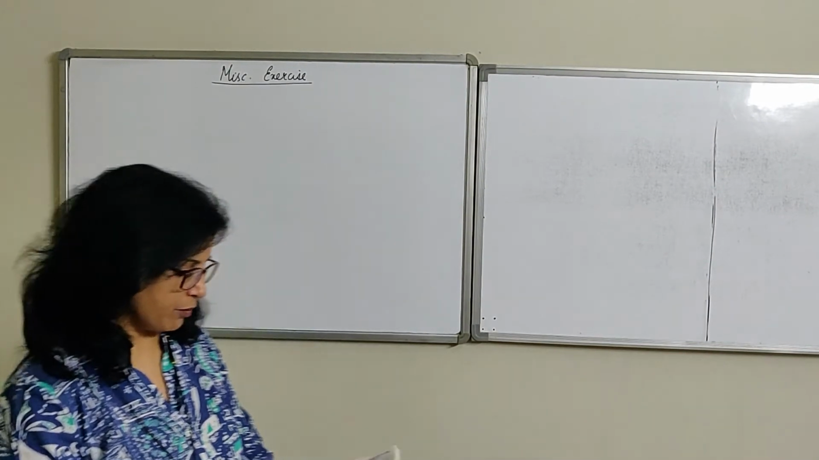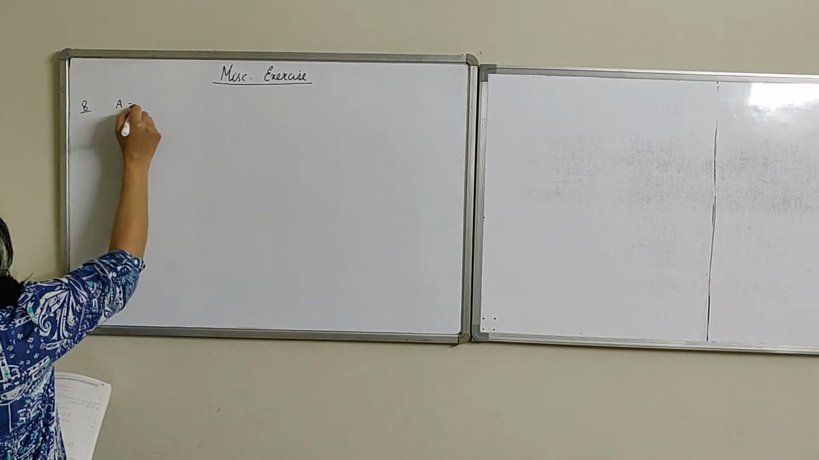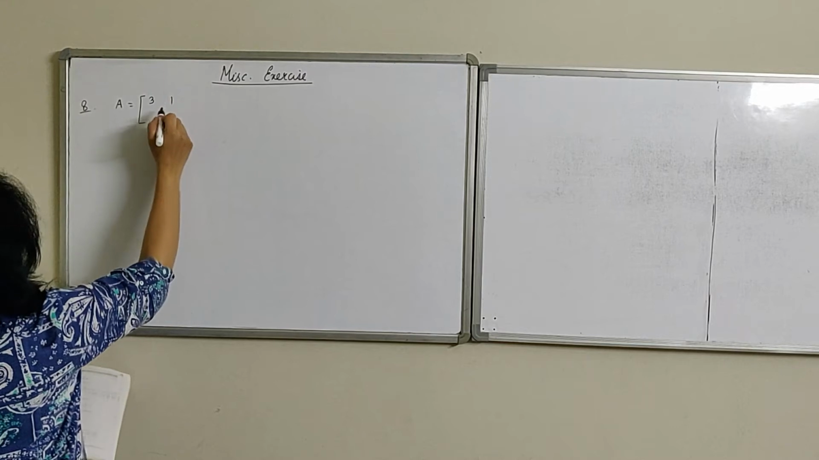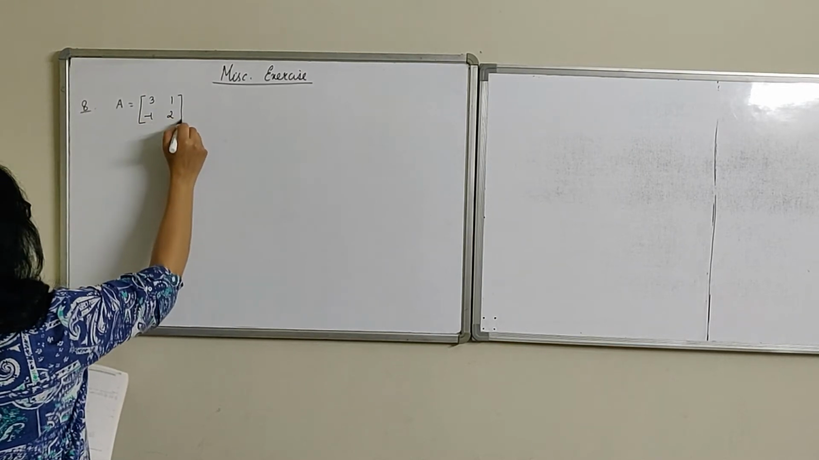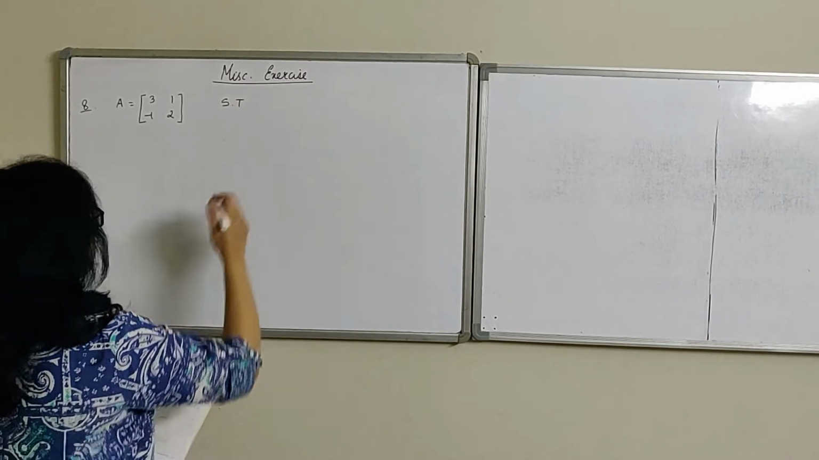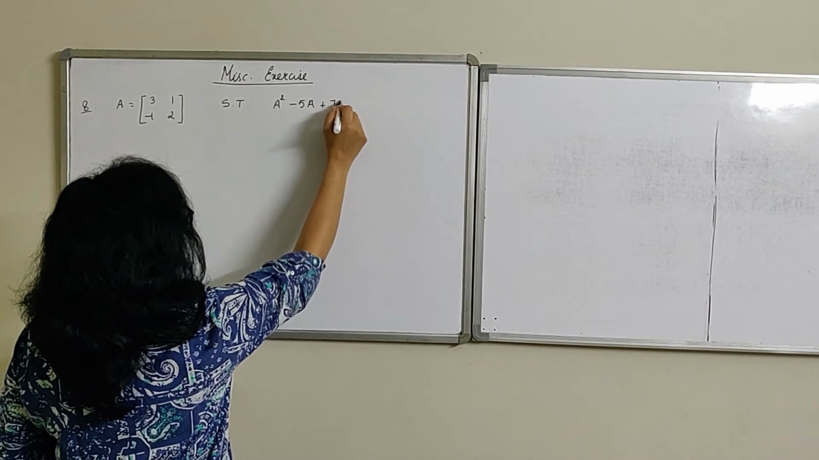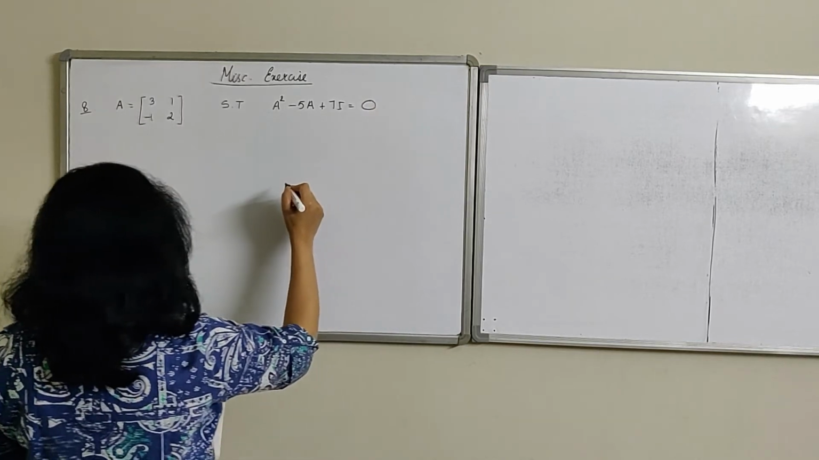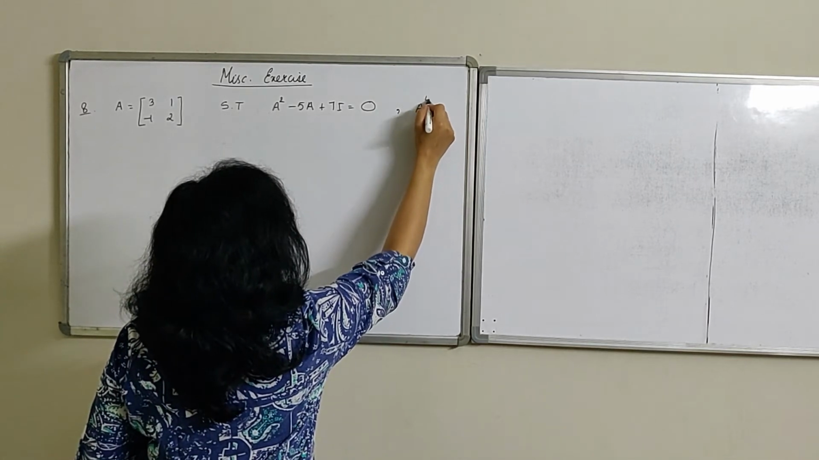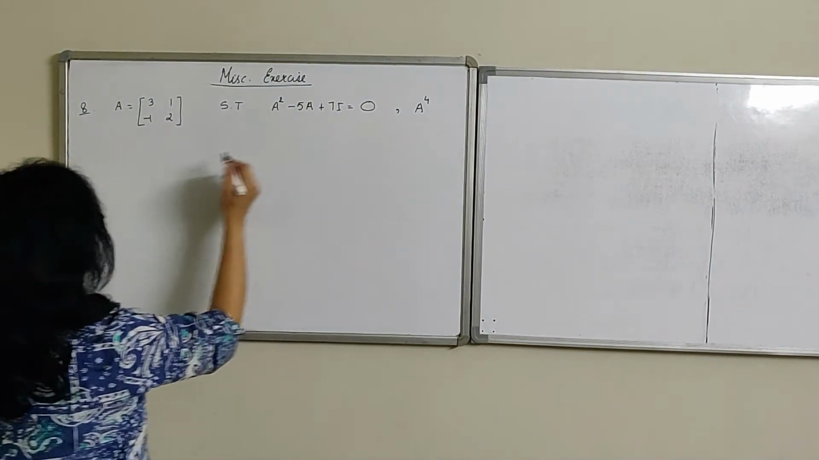So next we take question number 8. Question 8: a square matrix of order 2 is given with elements 3, 1, minus 1, 2, and we have to show that A square minus 5A plus 7I is again a 0 matrix, and then we have to use this result and find out A to the power 4. So let's start here from the left hand side.